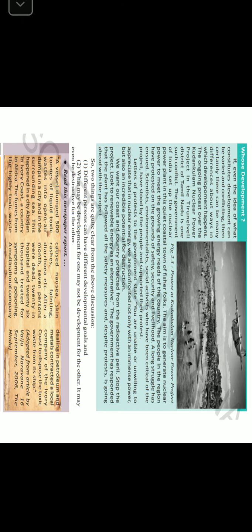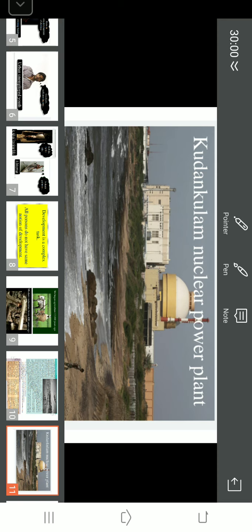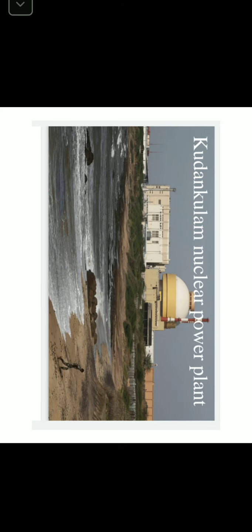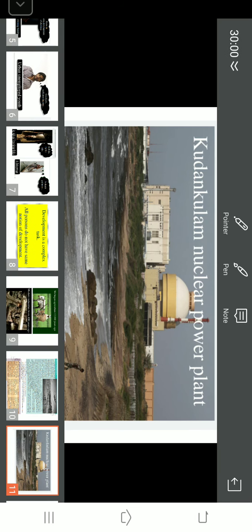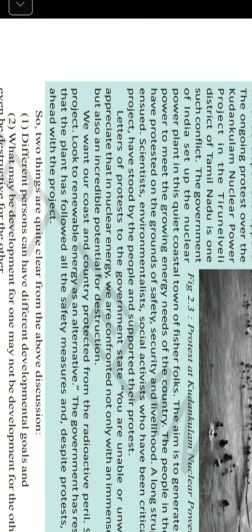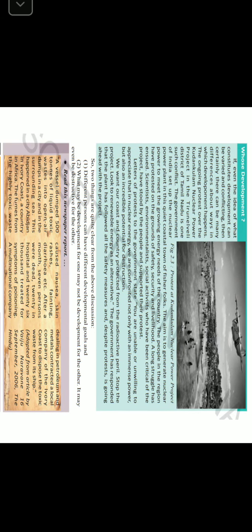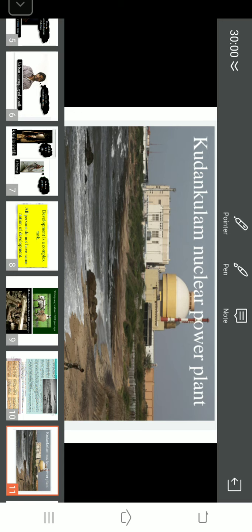Here is one issue. This is from the textbook. You see that it is a nuclear power plant. This power plant is the Udankulam nuclear power plant. The government decided to construct the Udankulam nuclear power plant in Tirunelveli district of Tamil Nadu. The government wants to meet the growing energy needs of the industrialists. Many of the industrialists are not getting sufficient power. So in order to meet their needs, the government wants to establish a nuclear power plant at Udankulam.